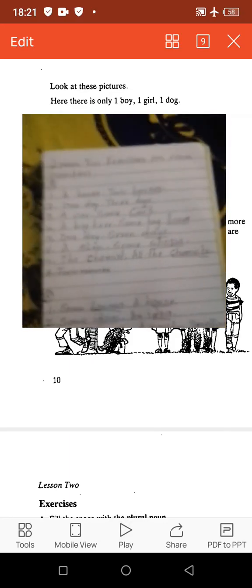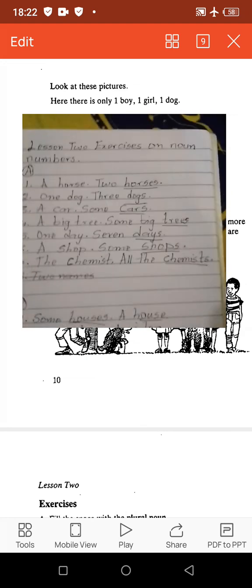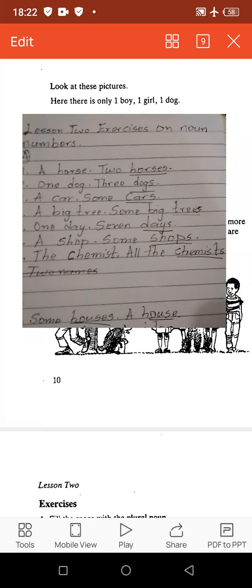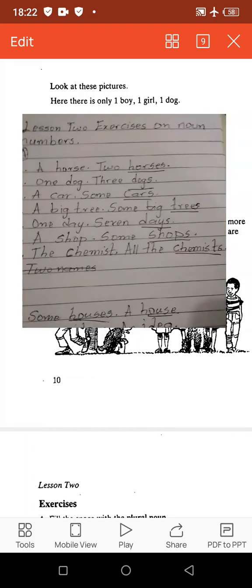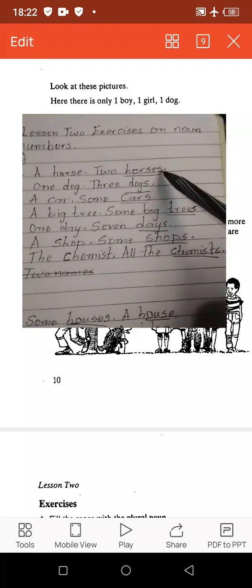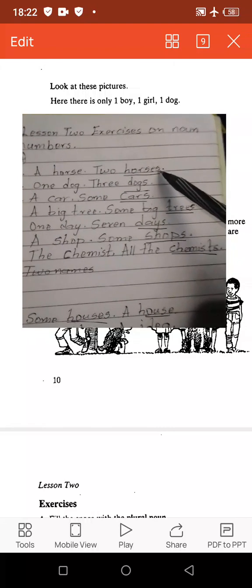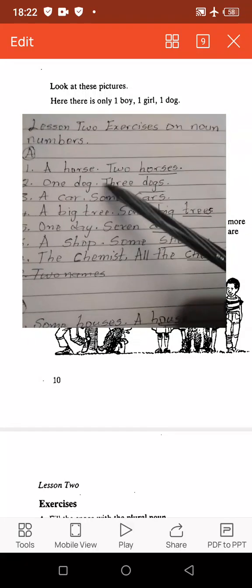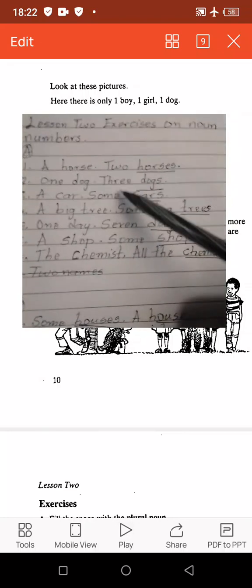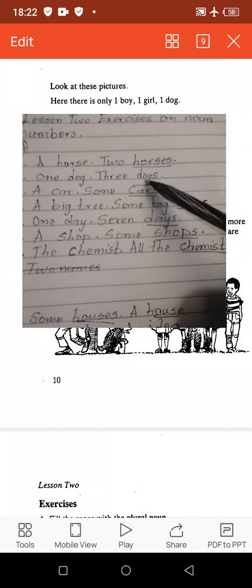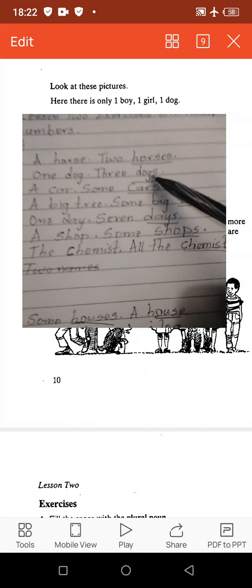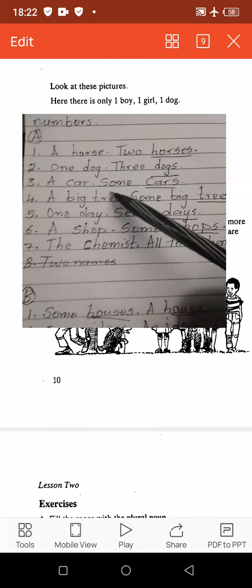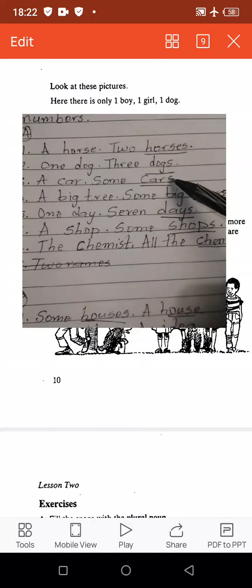Now, here is what I want to do with the exercise. A horse. Two what? Horses, and you can see that pretty clearly. Two horses. We added that s to the word horse. Number 2, one dog. We added 3 and we said dogs, and s is added there. You can see number 3, a car, meaning 1. Some cars. We added an s there to make it plural.